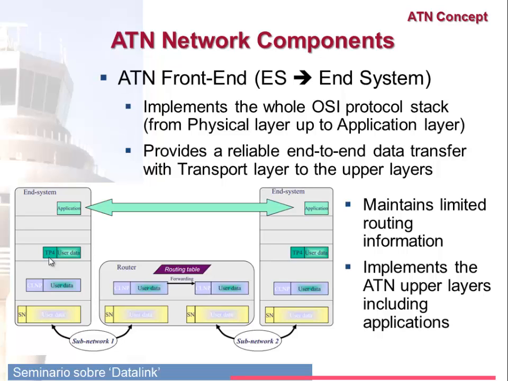They maintain limited routing information. We can see here that these end systems are also maintaining some routing information. They also implement here the upper layers in the ATN protocol stack, including applications which make it possible to talk to end users, which are the flight data processing systems.